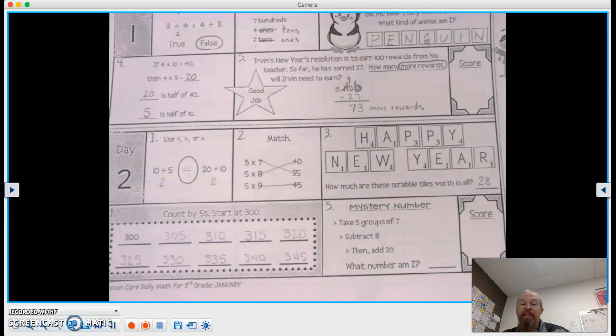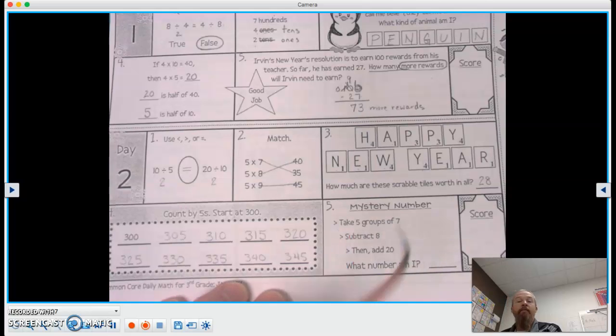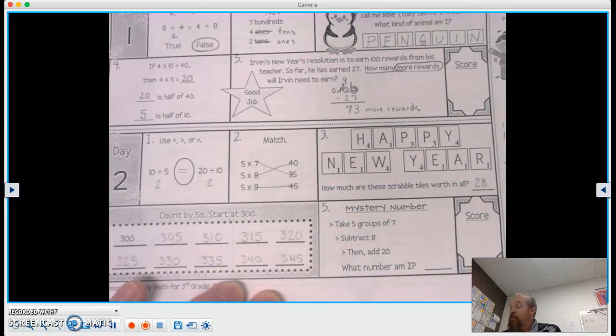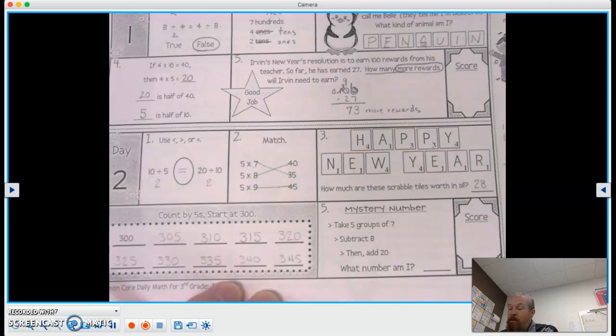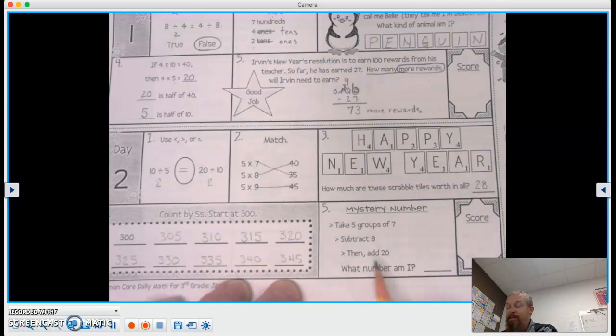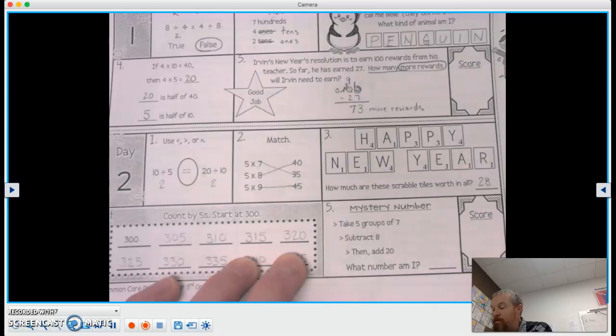Mystery number. Take 5 groups of 7, subtract 8, and then add 20. What number am I? Okay, so let's do this again. Take 5 groups of 7. Well, we said 5 groups of 7 is 35. There's my 5 groups of 7. Now I'm going to subtract 8. Well, 35 minus 8 is 27. And then it says add 20.